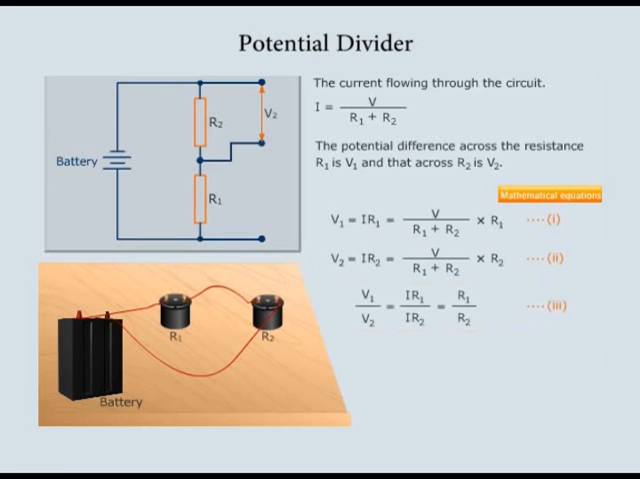Therefore, V1/V2 = IR1/IR2 = R1/R2, equation 3. Equation 3 shows that the potential difference across a resistor is directly proportional to the resistance. That is, if R2 is smaller compared to R1, then the potential difference across R2 will be small.